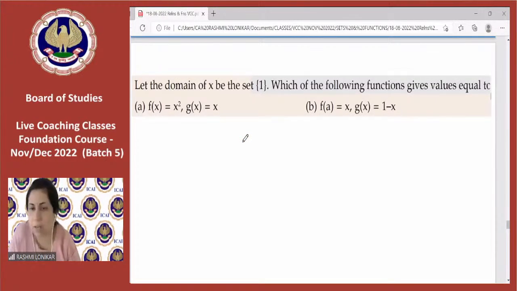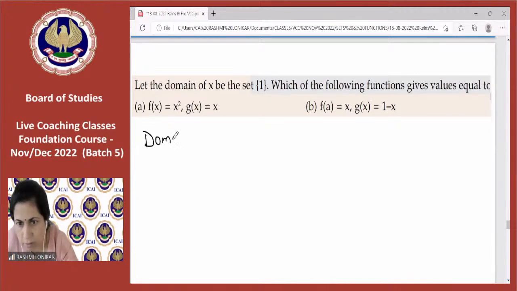Let the domain of X be the set 1. What is the domain? Domain is the first set. So what is the set saying? They are saying that domain is 1. Which of the following function gives the value equal to 1? Okay. Now domain is equal to 1.